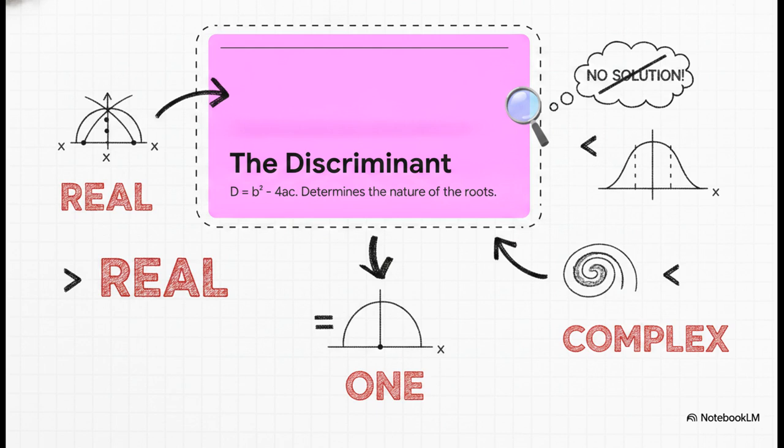A major pitfall for students is seeing a negative discriminant and immediately declaring no solution. As educators, we have to clarify that complex solutions are perfectly valid solutions. They just aren't real numbers. Getting them to calculate the discriminant first gives them a massive strategic advantage.